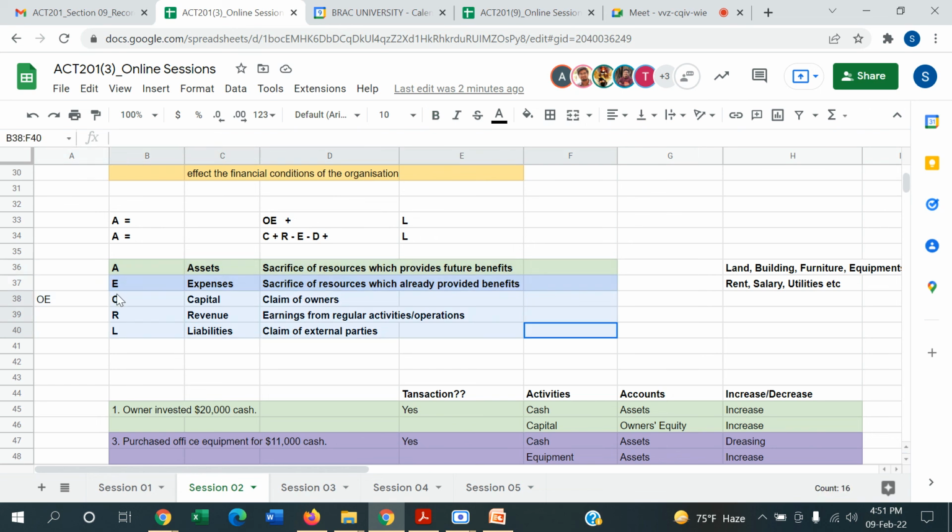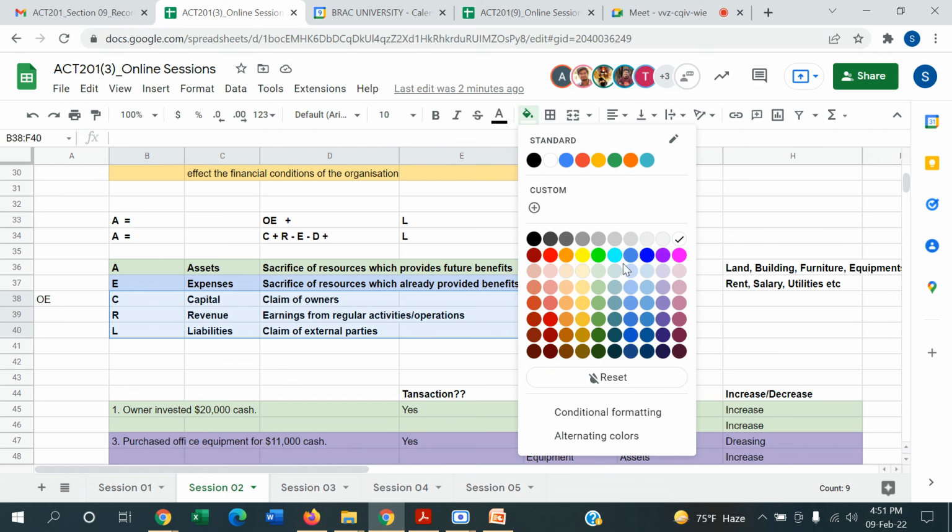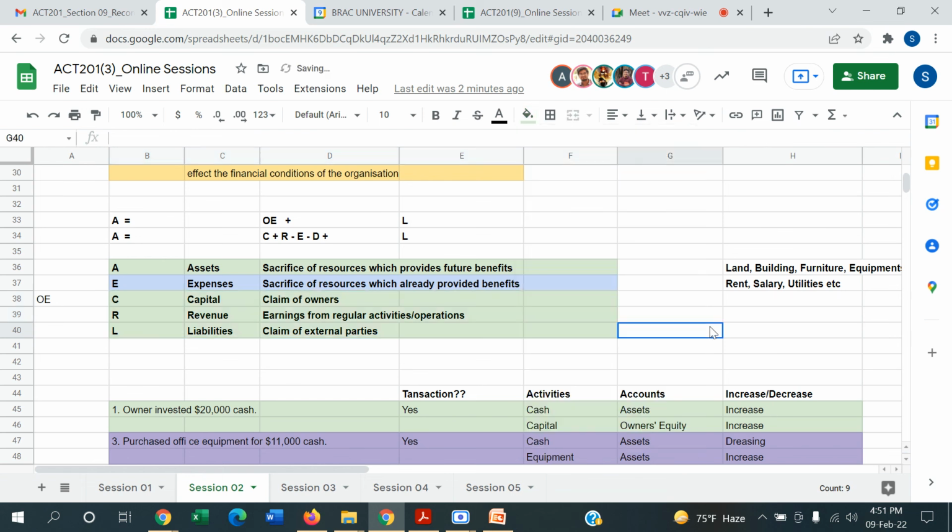Sir, I think I asked you this before also, but I have to ask you again. No problem, no worries, please feel free. It's really a little confusing for me. Why isn't revenue an asset?